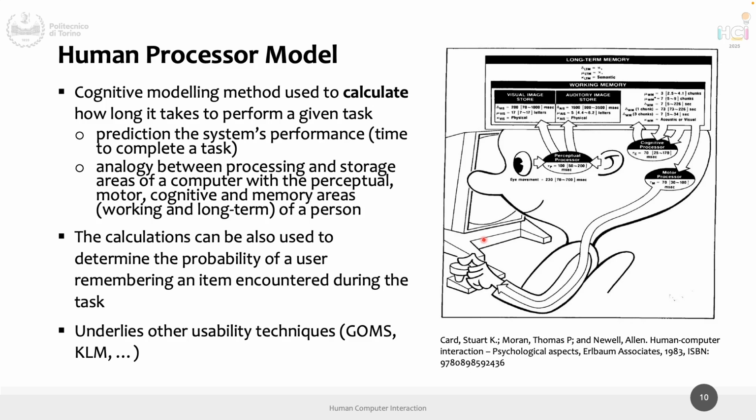And this underlies other, more advanced usability techniques that represent how we operate with the technology, like these two mentioned here that we are not going to see in this course, but exist, GOMS and KLM. And this model is also used to determine the probability that a person remembers an item encountered during a task, maybe a task split on multiple pages, multiple pieces of information in an application.